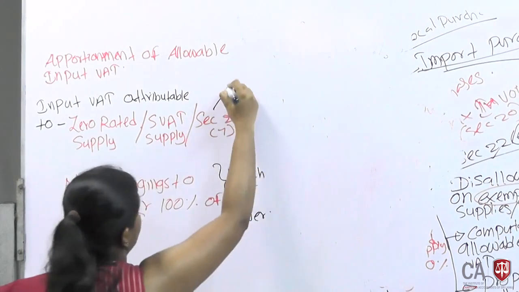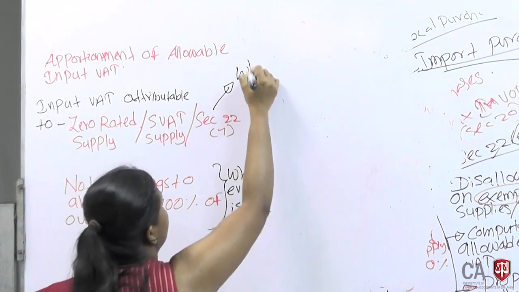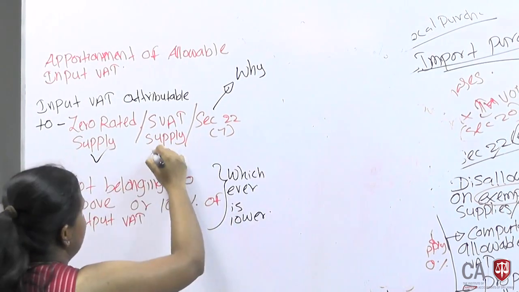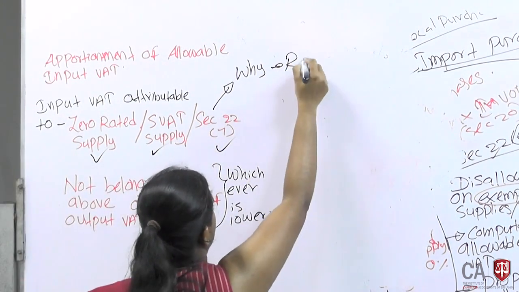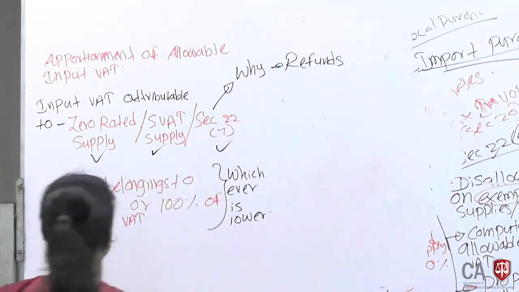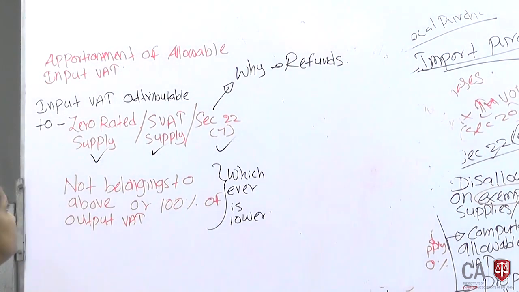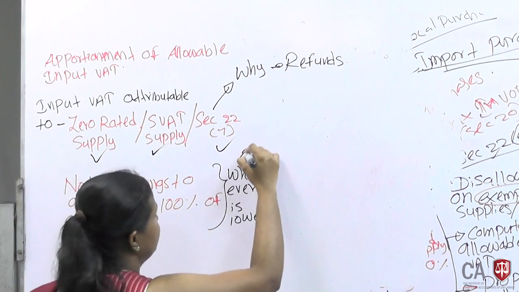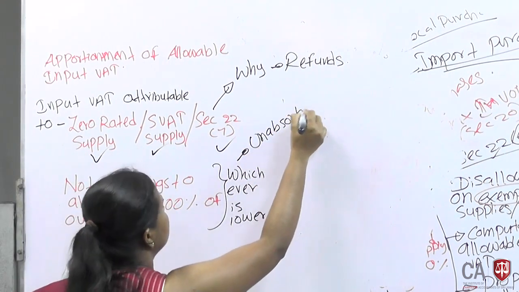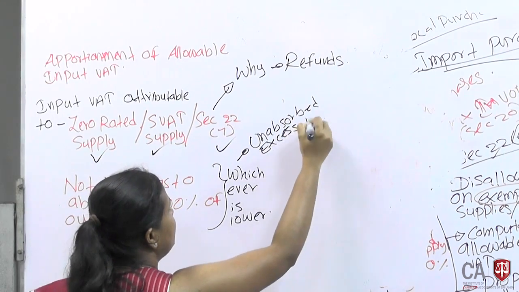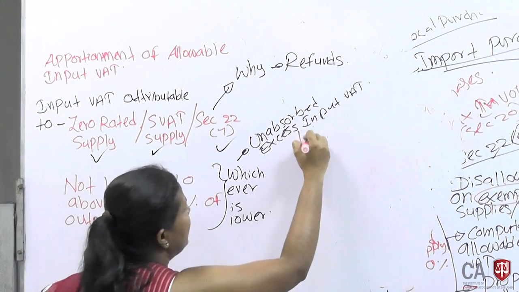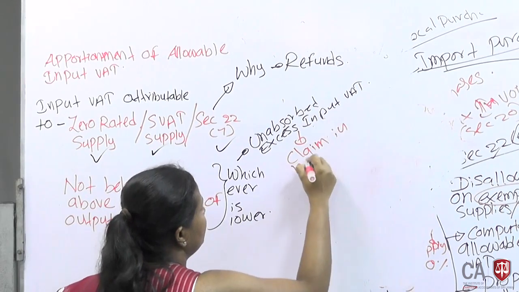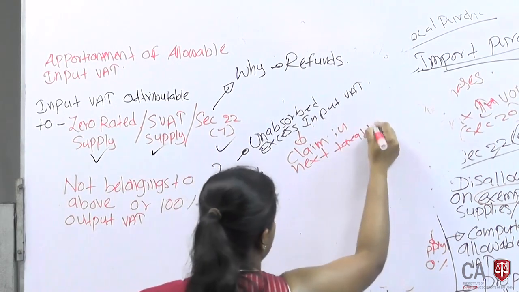Here, why? There should be a reason behind this, no? Why are we doing it like this? For this zero rated supply, section 22.7, all of these are going as refunds. And for this part, 100% of output VAT, the balance part of this, it's going as I explained, unabsorbed excess input VAT, which you can claim in the next taxable period.